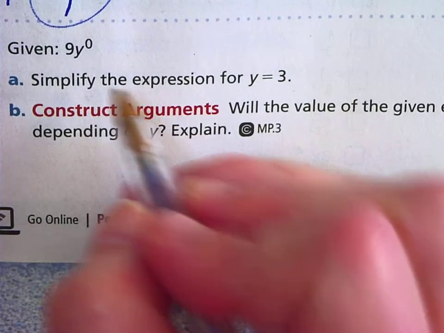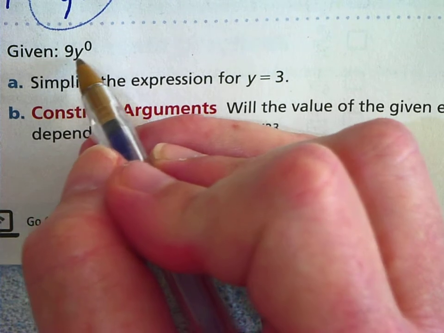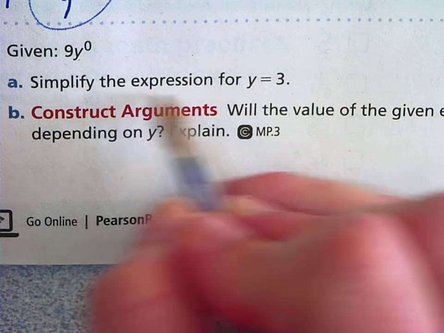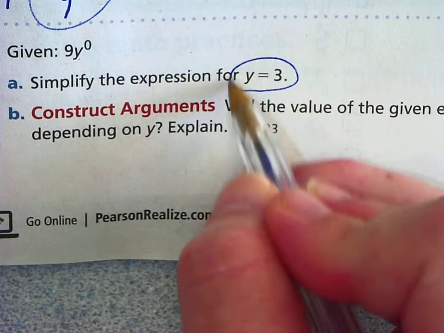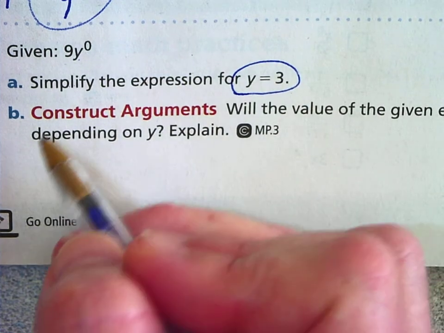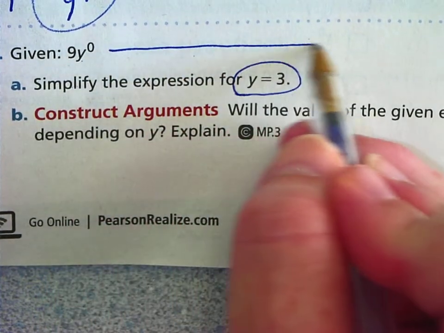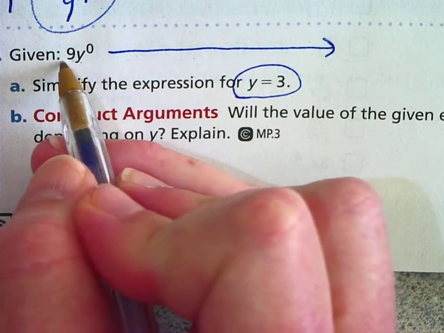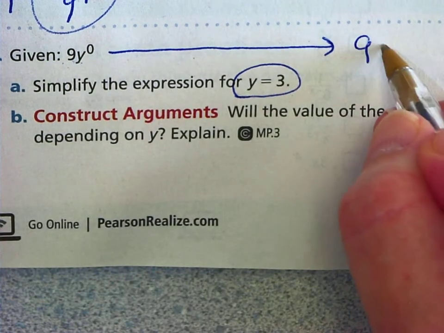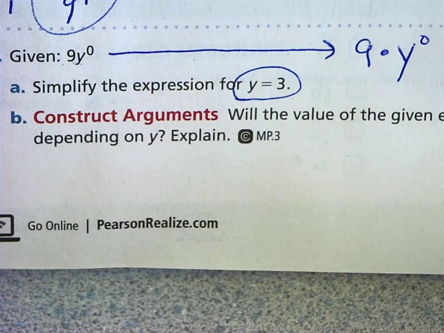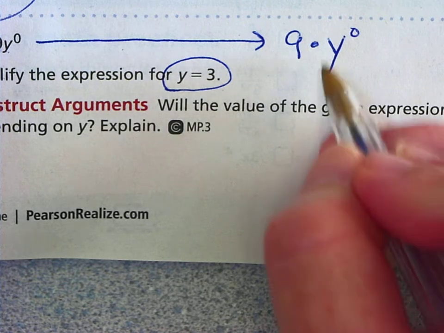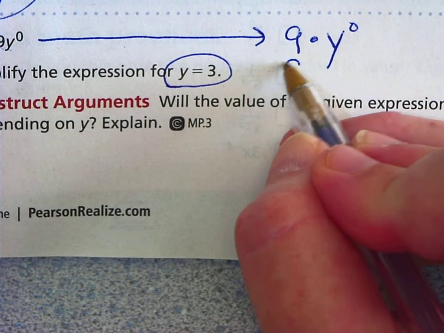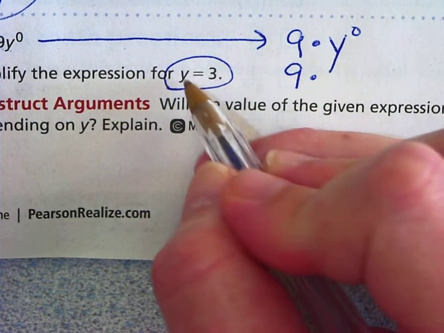Okay, so now you might be asked to take it a step further and simplify something like this, 9y to the 0. And it says simplify the expression for y equals 3. So we're going to plug in 3 for the y. Now this is what you must do on these. Okay, so you must separate these. 9 next to y means 9 times y to the 0. Okay, so this will make it a lot easier to solve because you're going to do something different with each base.